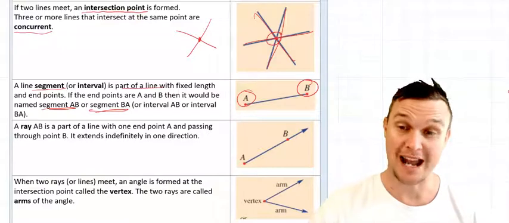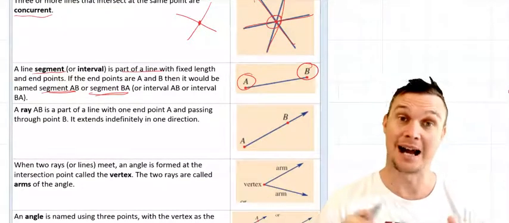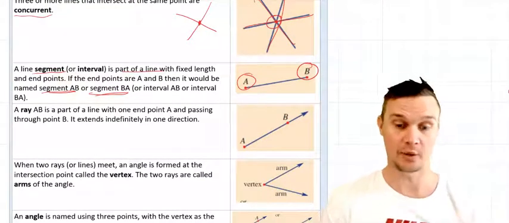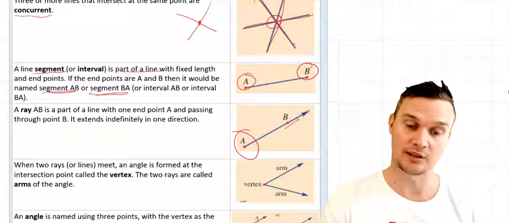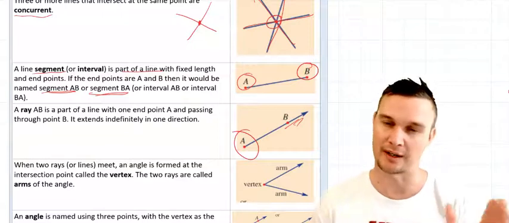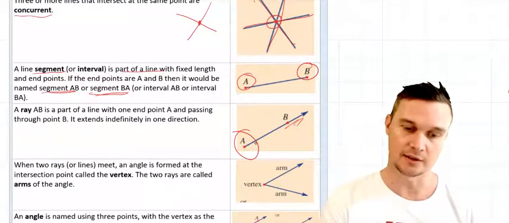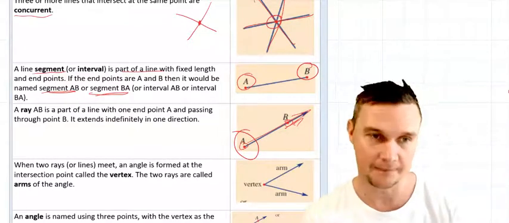Now we also have a ray. A ray is part of a line, but with one endpoint, so in this case, it ends at one point, and the other point continues on forever. So it's kind of a mix between a segment and a line. It starts off at this point and then continues on forever going through B.